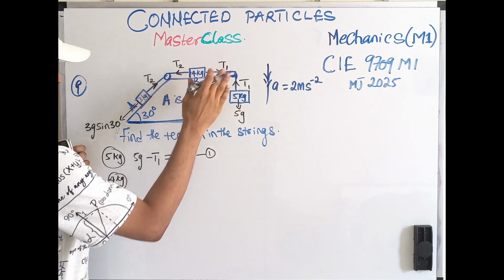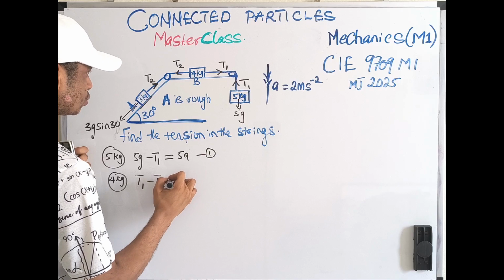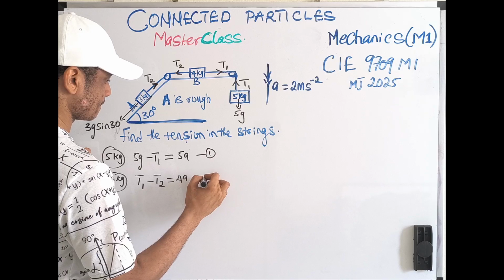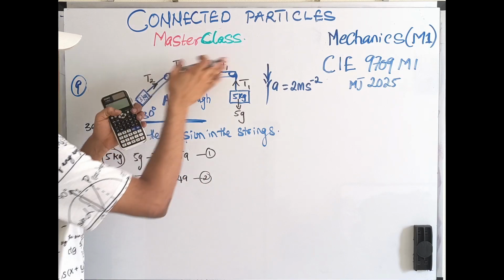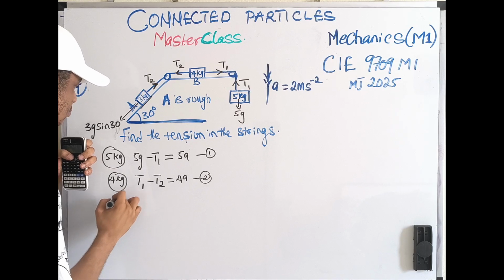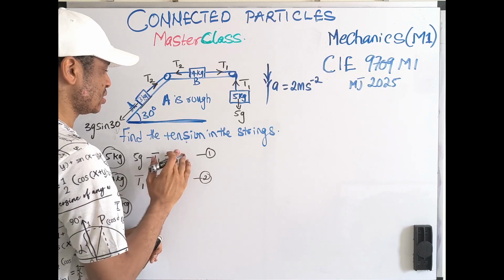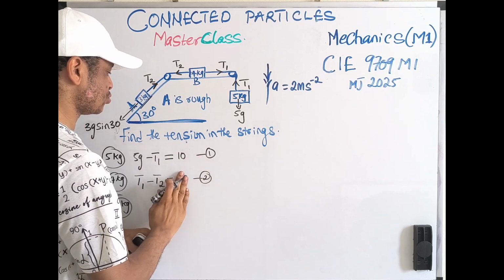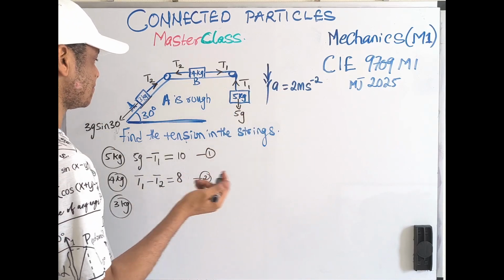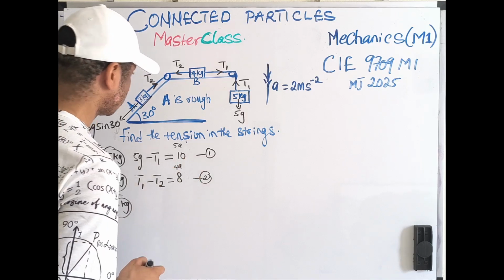For the 4 kg, T1 minus T2 is equal to, there's no friction, so 4A. So this minus this. A is already 2, so I can multiply it. 5 times 2 is 10, 4 times 2 is 8. So I just multiplied. This is 5A, this is 4A.